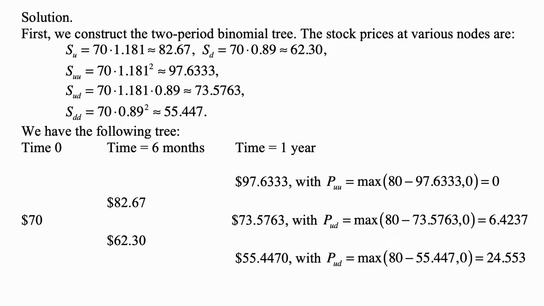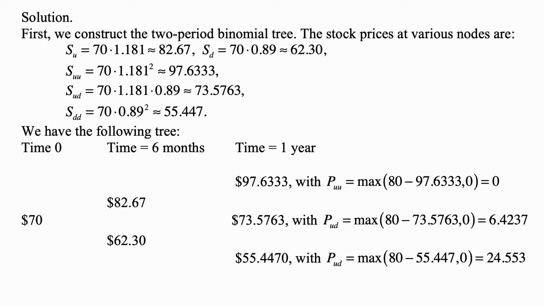SUU is the price if stock goes up and then up, and that's 70 times 1.181 squared, approximately 97.6333. SUD is the price if the stock goes up and then down, or it's the same if it goes down and then up, and that is 70 times 1.181 times 0.89, and that's approximately 73.5763. And SDD is the price if the stock goes down and then down, and that's 70 times 0.89 squared, which is approximately 55.447. And we have the following tree.